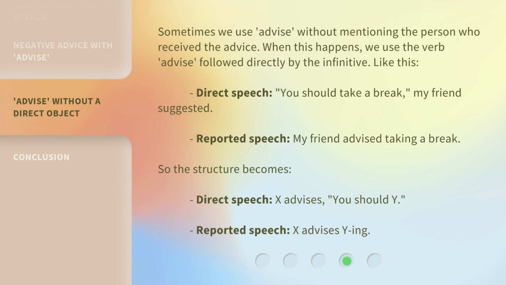Sometimes we use advise without mentioning the person who received the advice. When this happens, we use the verb advise, followed directly by the infinitive. Like this. Direct speech. You should take a break, my friend suggested. Reported speech. My friend advised taking a break.